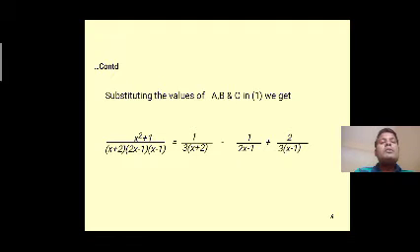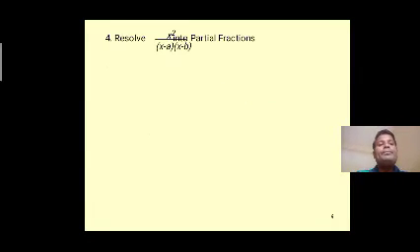what is the a value? 1 by 3. So that we write 1 by 3 into x plus 2. What is the b value? Minus 1 by 2x minus 1. What is the c value? 2. So that in the place of c we substitute 2 by 3, then 2 by 3 into x minus 1. Now the fourth problem, we go to the fourth problem.